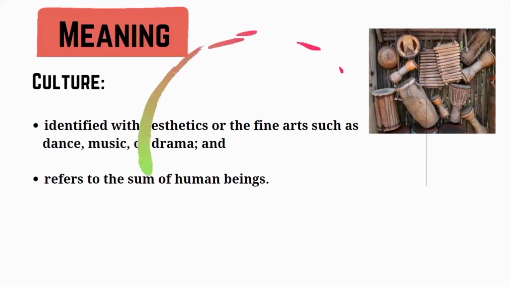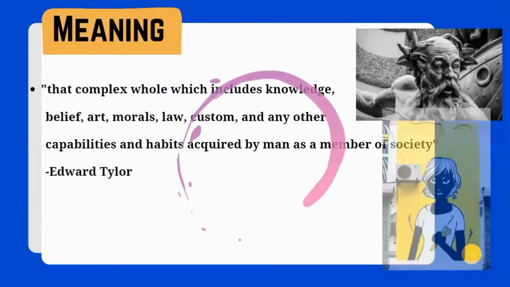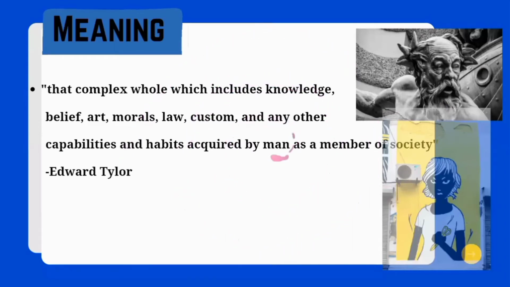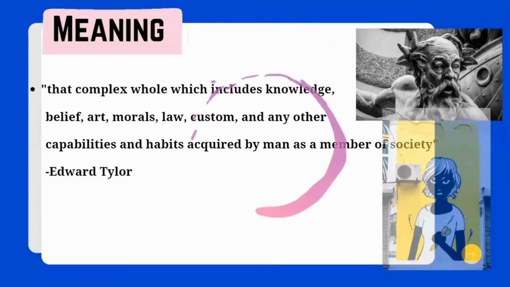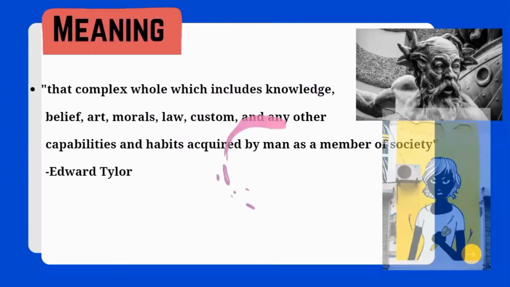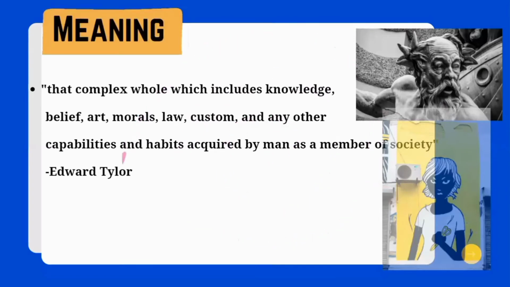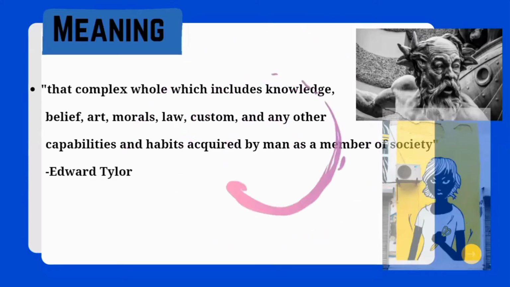So there are some meanings from different writers, anthropologists, and sociologists. The first one is that complex whole which includes knowledge, belief, arts, morals, law, custom, and any other capabilities and habits acquired by man as a member of society, by Edward Taylor. So yeah, culture is not just about art. It also includes knowledge, beliefs, and laws.